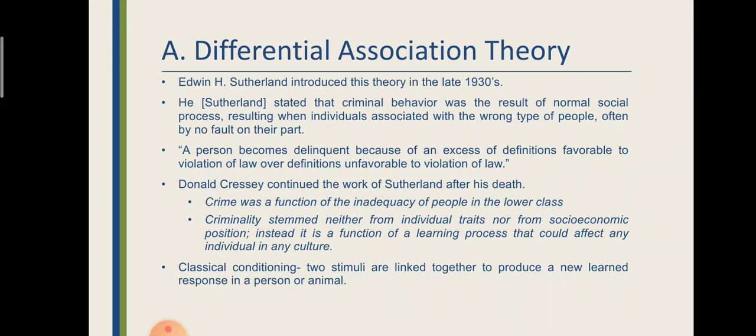So, this differential association theory: Sutherland used the dominant psychological theory of learning of his era as the basis for his theory of differential association. This model was classical conditioning. Two stimuli are linked together to produce a new learned response in a person or animal. Classical conditioning assumes that animals as well as people learn through associations between stimuli and responses. So organisms, animals, or people are somewhat passive actors in the process.